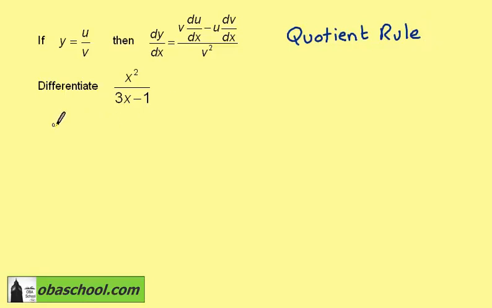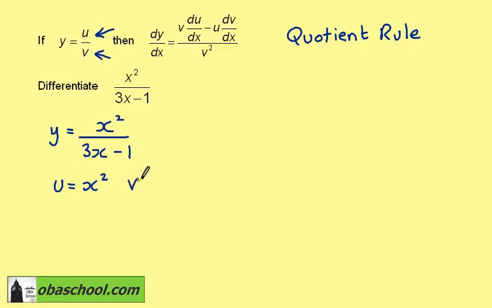So let's consider x squared over 3x minus 1. y is x squared over 3x minus 1, and the u would be x squared. The v would be 3x minus 1. If we look at the formula, we need both du/dx and dv/dx.